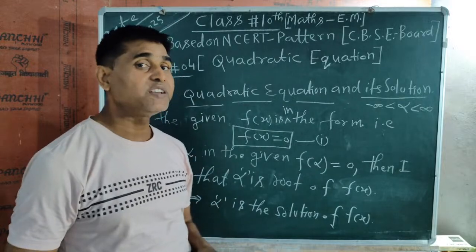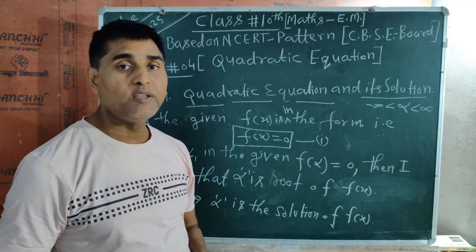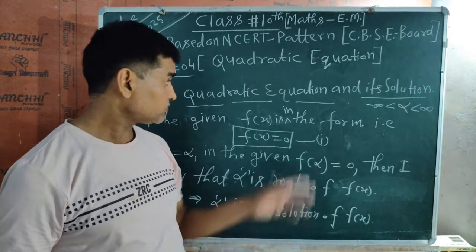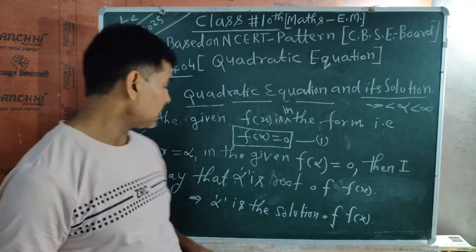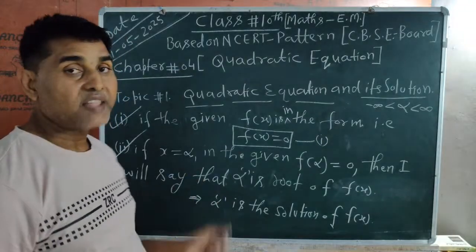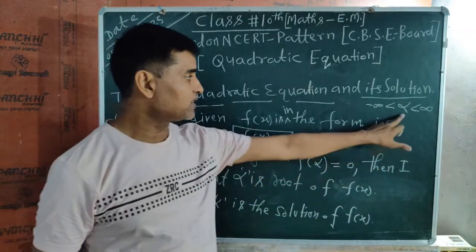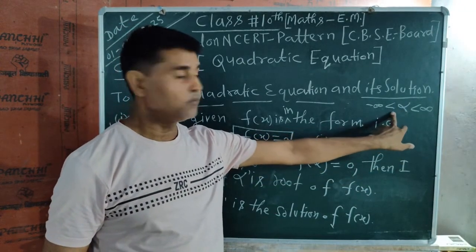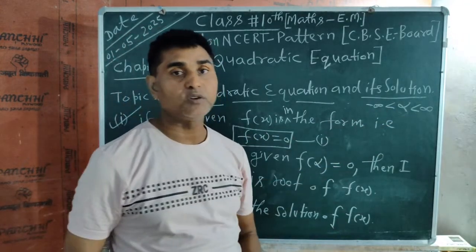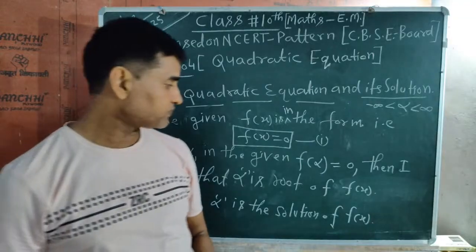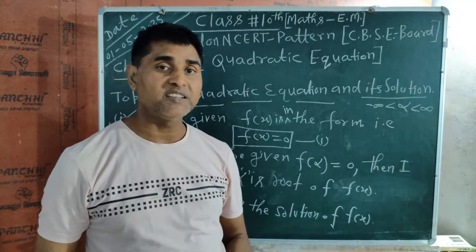If any quadratic is given, how can we get the solution at a given point? That point can be alpha, or that point can be any unique value from minus infinity to plus infinity. Okay student, I feel that you are understanding very well.